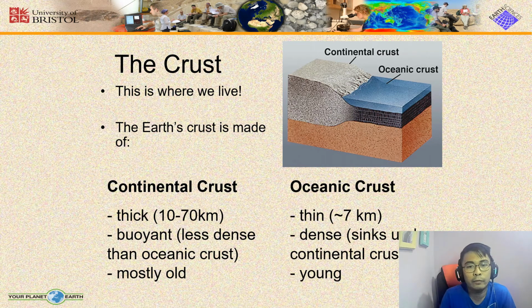Aside from that, we have what we call the oceanic crust. So it's thin, okay? So approximately it has a thickness up to 7 kilometers. It is dense, okay? So it sinks under the continental crust. So comparing the density of the two, this is denser compared to the continental crust. And aside from that, in terms of its age, it is relatively younger compared to the continental crust. Okay?